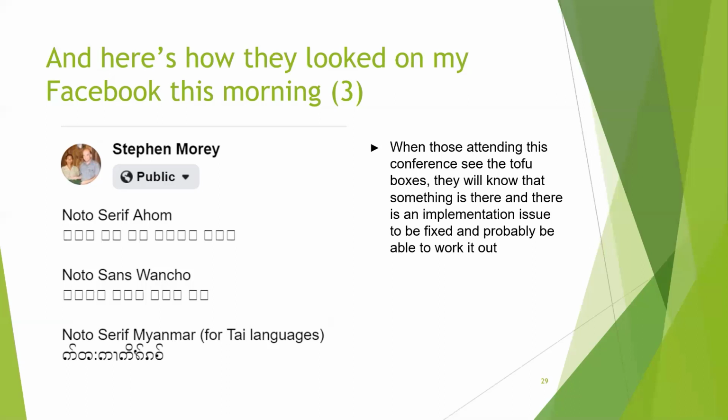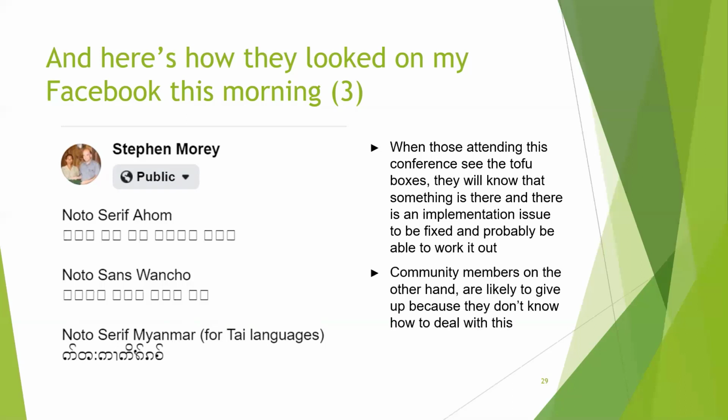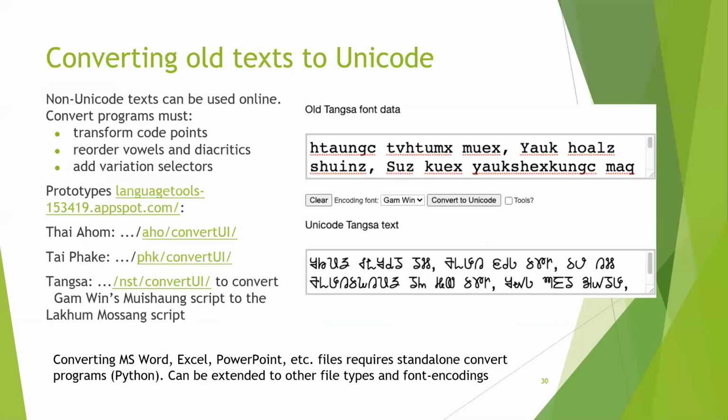Now, for those attending this conference, when you see the tofu boxes, you'll know that something is there and that this is an implementation issue to be fixed, and you'll probably be able to work out how to fix it. But for community members, when they see this sort of thing, they are most likely to give up because they don't know how to begin to deal with this, and it's just too hard. So back to you, Craig.